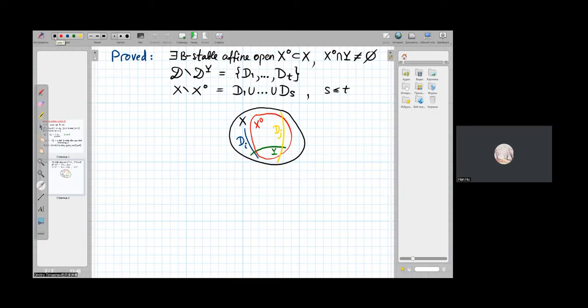Now let's continue the proof. How can we do it? We can choose a regular function f on this affine open subset X naught, which vanishes identically on each of these divisors Dj for all j greater than S. These divisors are marked by yellow on the picture. But f does not vanish identically on Y.